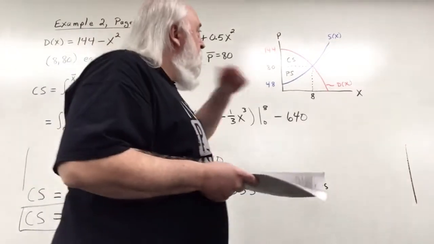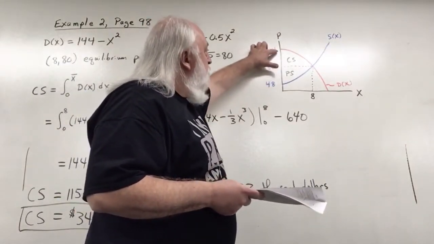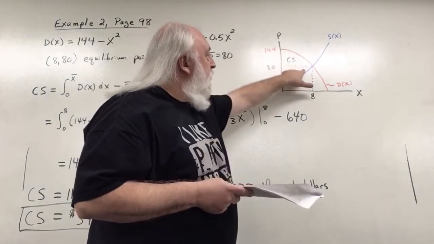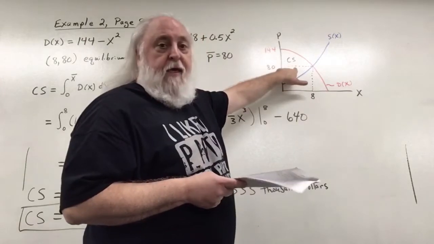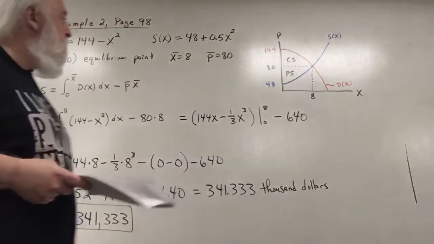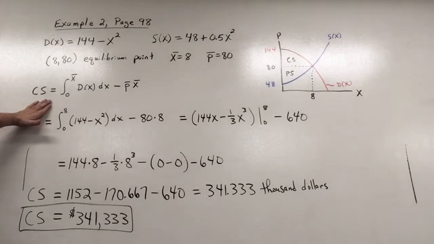Just as a reminder, the consumer surplus is the area below the demand curve in red and above this horizontal line segment to the right of P equals 80 in the coordinate plane, where it's labeled CS. The formula for consumer surplus, again, is given to you on the exam. This is not something you have to memorize, but you do have to be able to use it correctly.